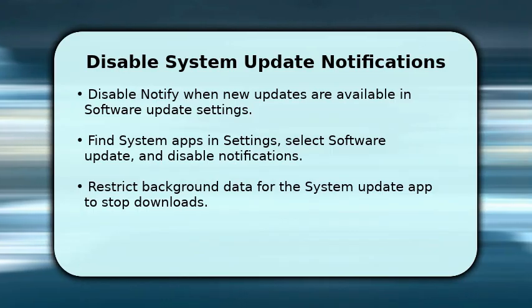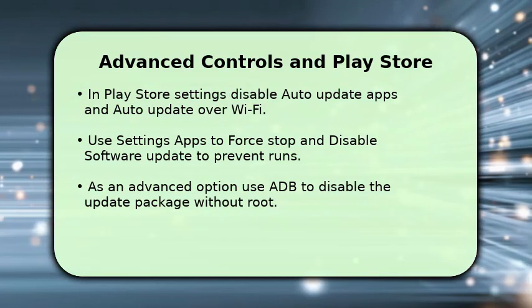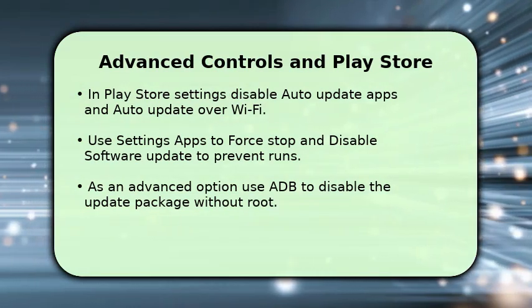Open the Google Play Store and tap your profile to reach settings quickly. Select Network Preferences, then Auto Update Apps and choose Don't Auto Update Apps.